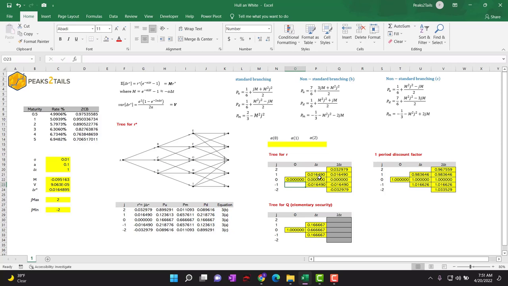Similarly, the values here for R would be, this is equal to j equal to 1. At j equal to 1, the value of R star is this, then plus alpha 1. Okay, this is at time step delta t. And I'll just drag this. Similarly, here the value of R would be R star plus alpha 2.